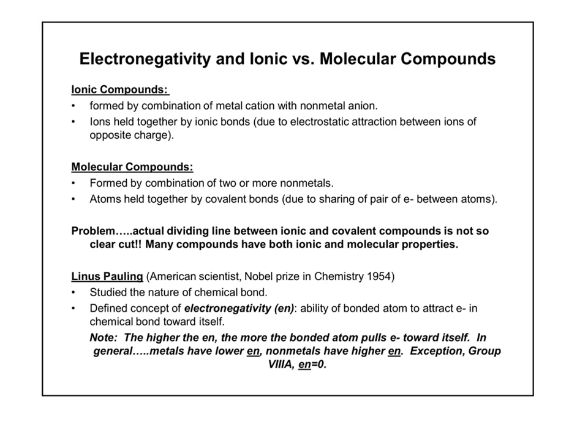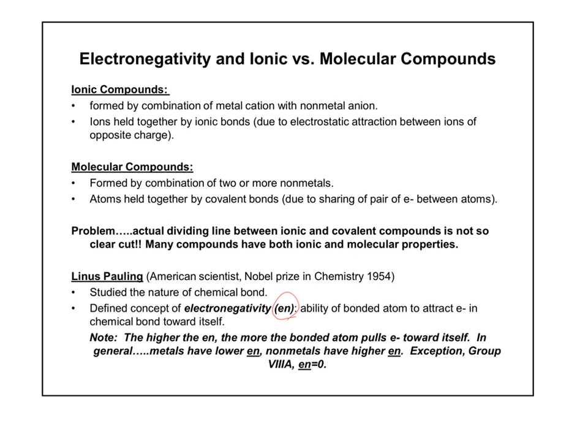Now, the problem is the actual dividing line between what we say is ionic versus covalent, it's not as clear cut as I've been talking all semester long. Actually, many compounds have both ionic and molecular properties. So an American scientist, Linus Pauling, won the Nobel Prize in Chemistry in 1954. What he did is he actually studied the nature of the chemical bond, and he came up with this concept that we use today. It's called electronegativity, and it's represented by En. So if you see En in the future, En represents electronegativity.